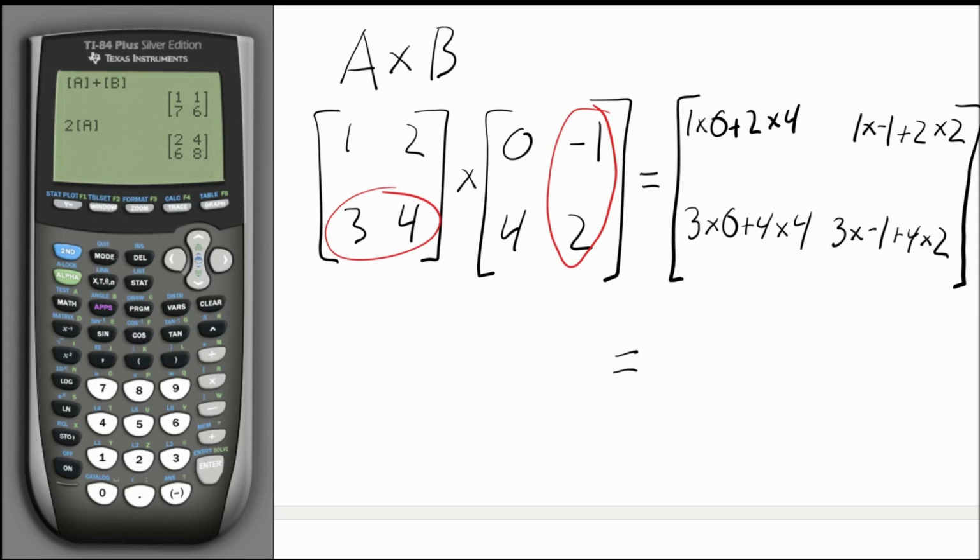And so we can go ahead and simplify all of that. The top left there, we have 1 times 0 plus 2 times 4. That's going to give us 8. For the top right, we have 1 times -1 plus 2 times 2. That's going to give us 3. For the bottom left, we have 3 times 0 plus 4 times 4. That's going to give us 16. And then for the bottom right, we have 3 times -1 plus 4 times 2. And so that's going to give us 5. And we can do that in our calculator as well. Matrix A times matrix B.